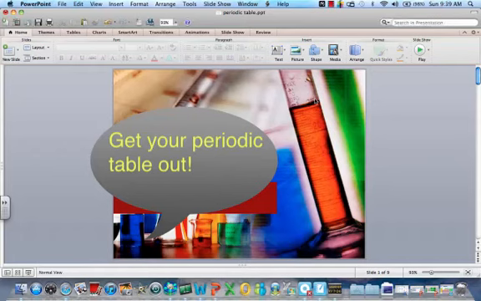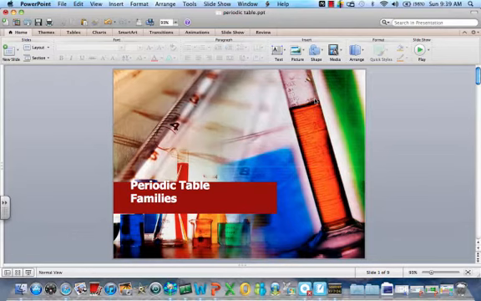Okay guys, we're just going to quickly run through some of the families that are in the periodic table. Remember that families or groups go up and down on the periodic table, so they're the vertical columns. And you also should have a periodic table so you can see where these groups are.